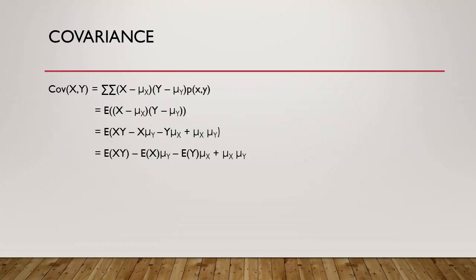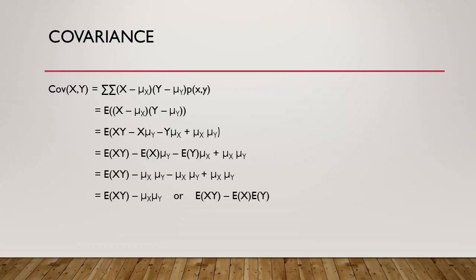So the expected value of each, that's a linear combination, is the expected value of each. But the expected value of x is the same as the mean of x. So I can replace that expected value with the mean, replace the expected value of y with the mean of y. And it turns out that then I have three terms that are the same except for the sign. So two negatives and a positive turns into one negative.